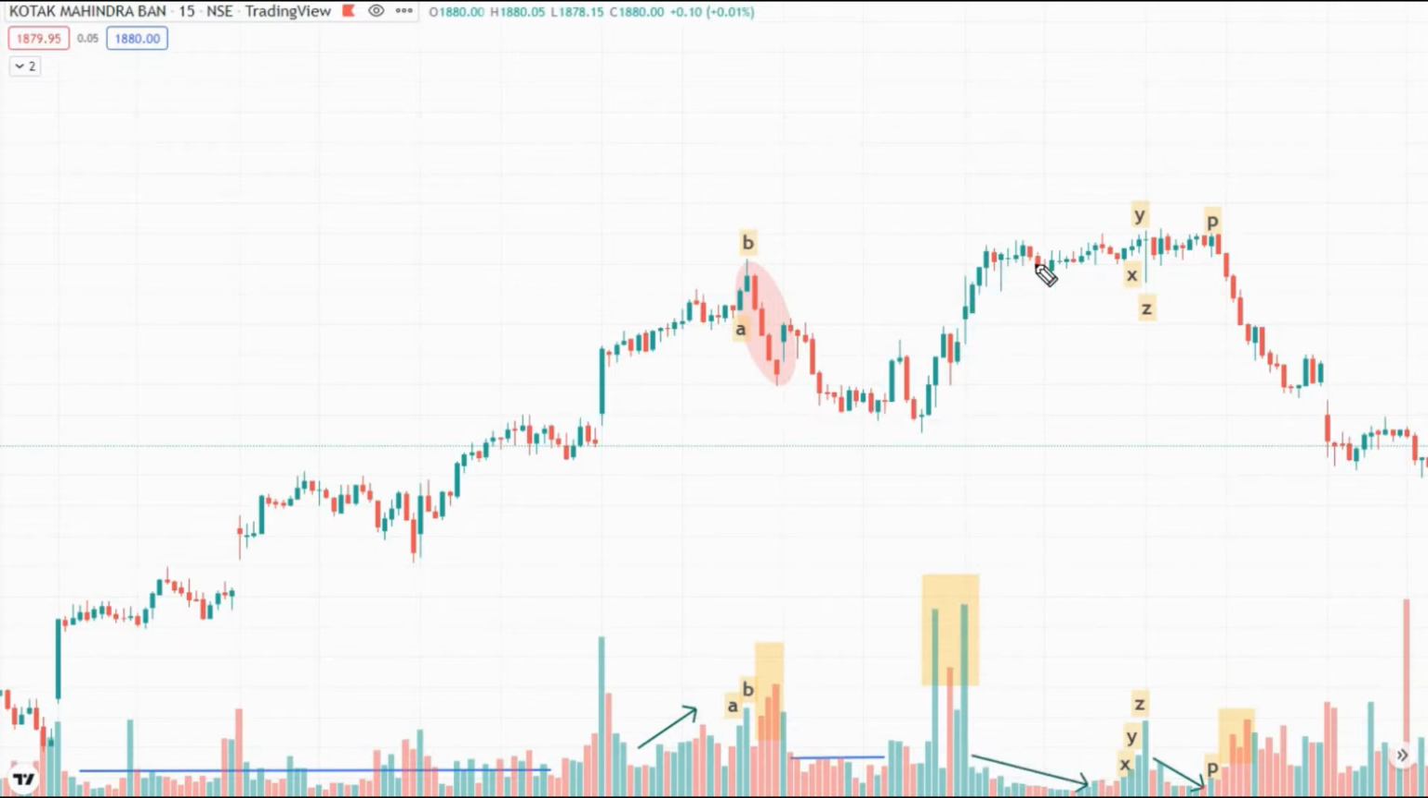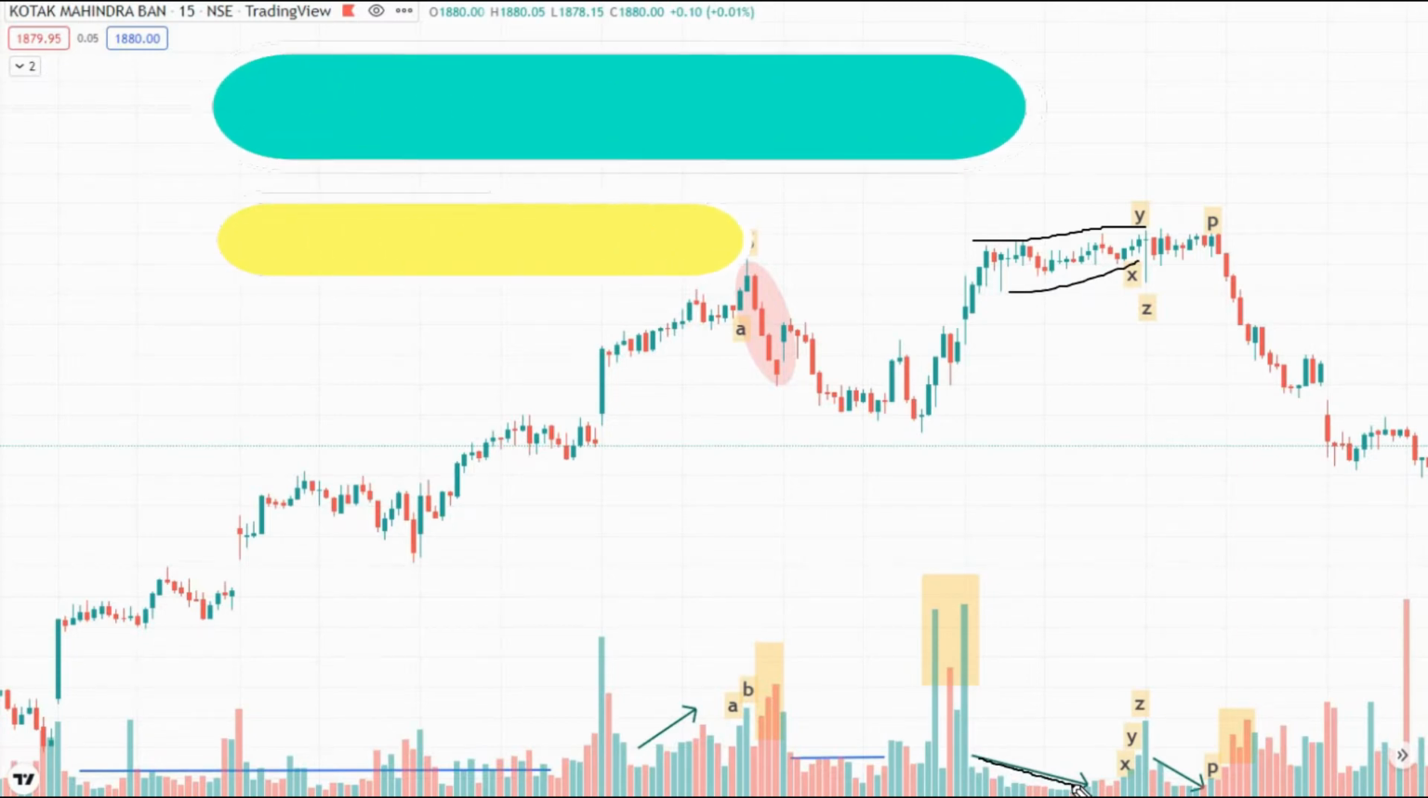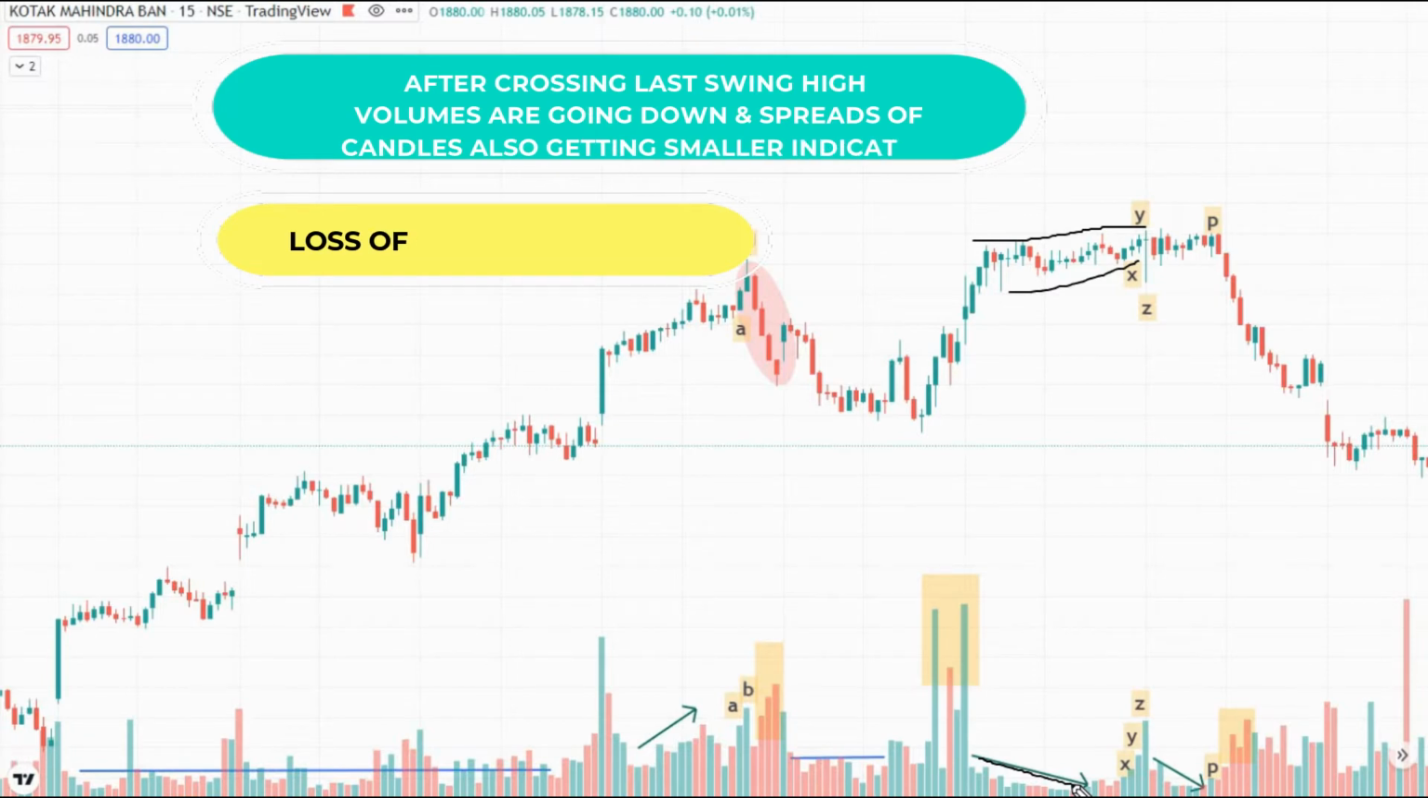Okay, now see this activity and see the volume. After strong buying momentum, we are expecting that buyers will break this level and push the prices aggressively towards the upside. But what is happening? There is a loss of buying momentum with a decrease in volume. So this is again indicating that sellers are very strong and buyers are not aggressive enough to break this level and continue the upward momentum.